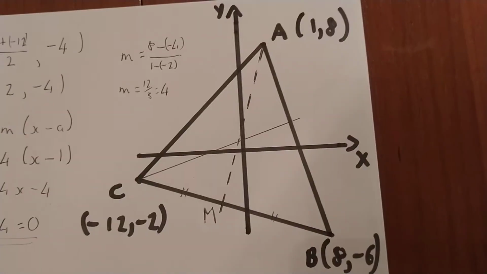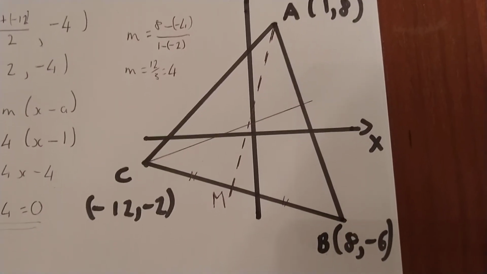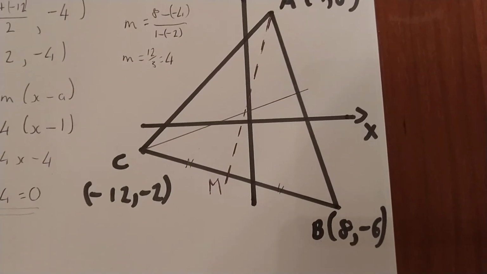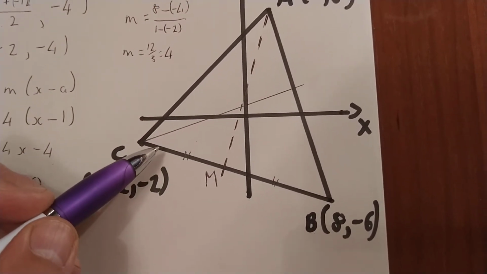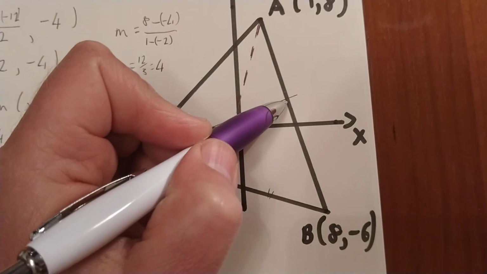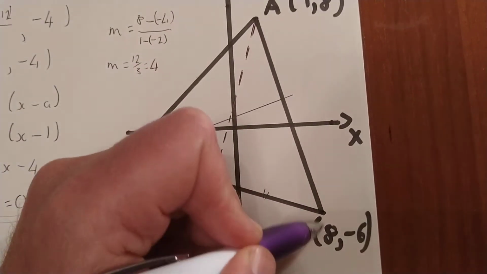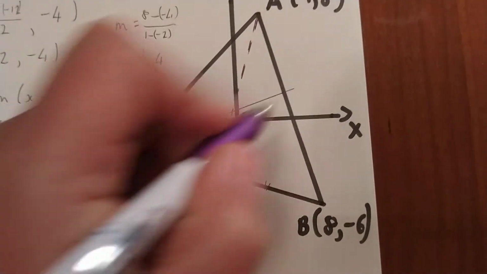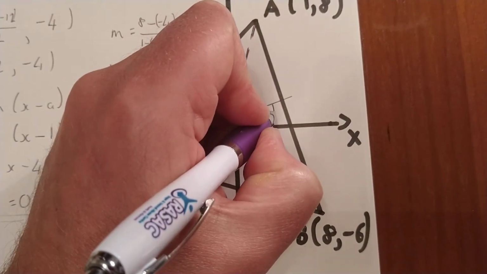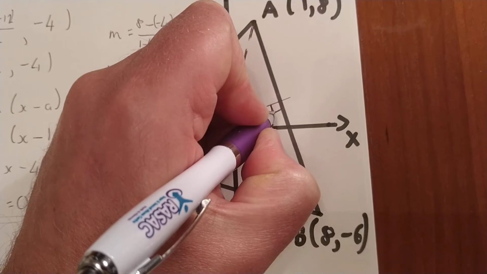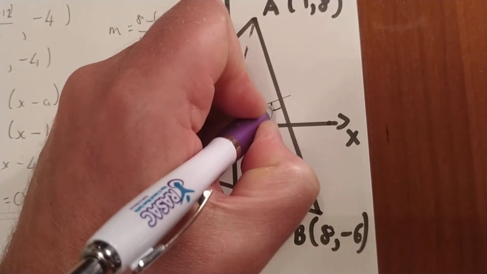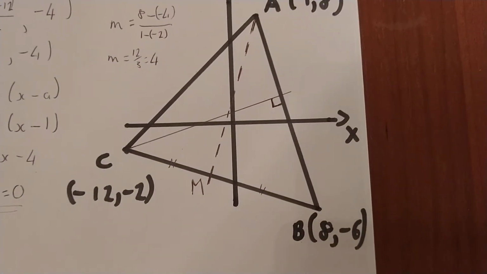Okay, now for the equation of the altitude. So we know an altitude goes through one corner and meets the opposite side, not at the midpoint. So this is not meant to be exactly halfway between A and B, but meets it at 90 degrees. That's the definition of an altitude: through one vertex, meeting the opposite side at 90 degrees.